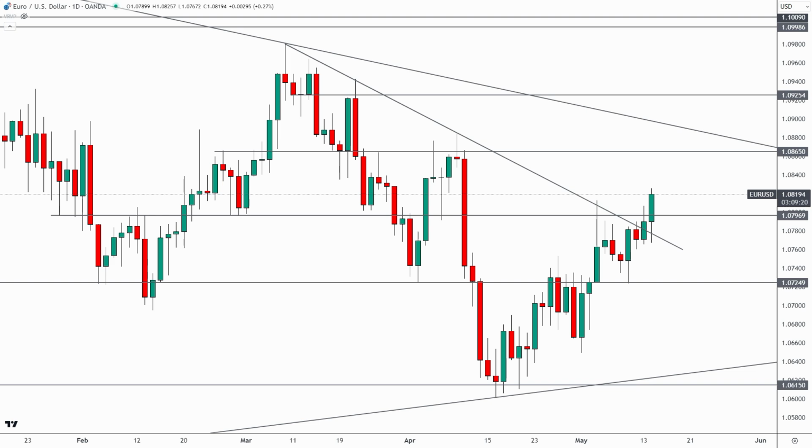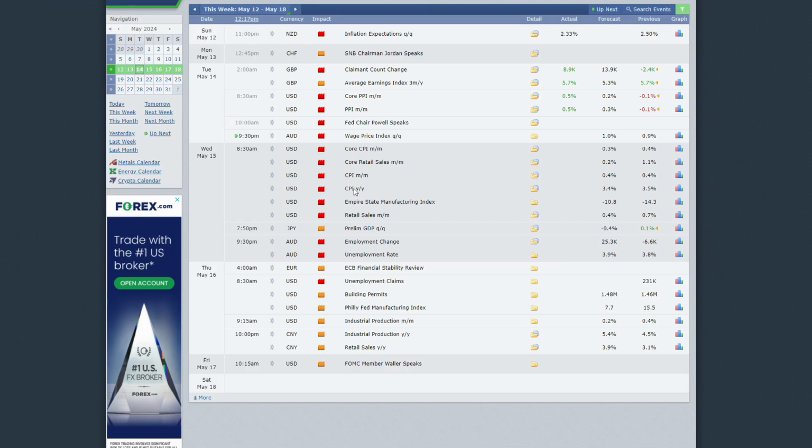So looking at the EURUSD, we have the market on the rise today following US PPI. Now, a lot of people are a little bit confused on why we're seeing the US dollar trend lower following a hotter than forecast PPI number. So before we get into anything else, I do want to explain that just to clarify things.